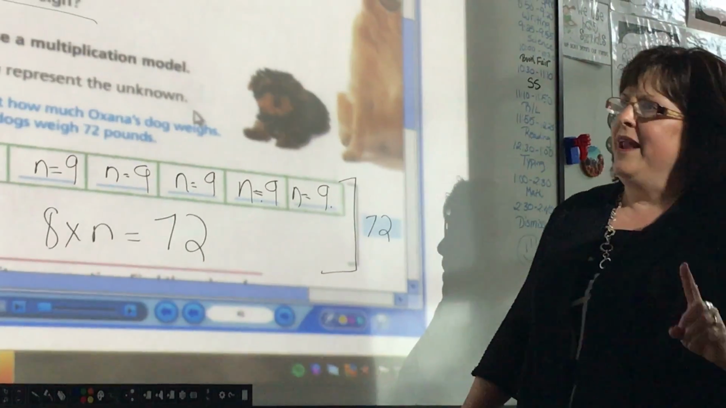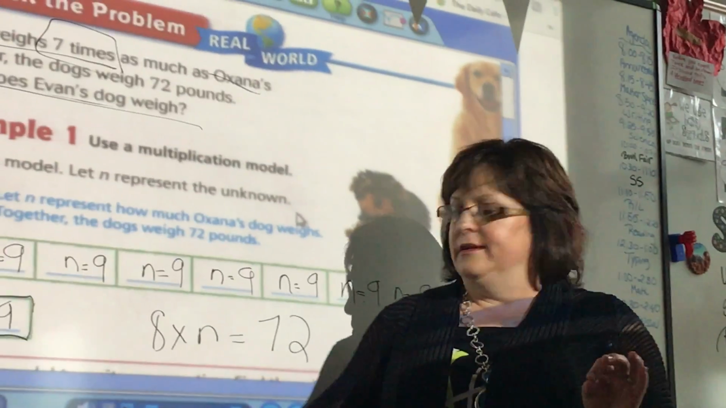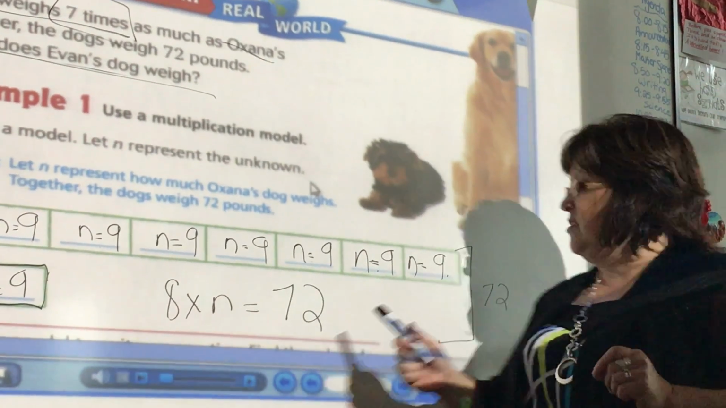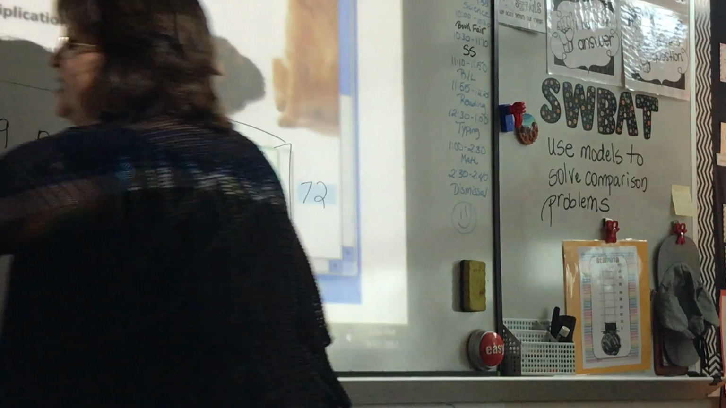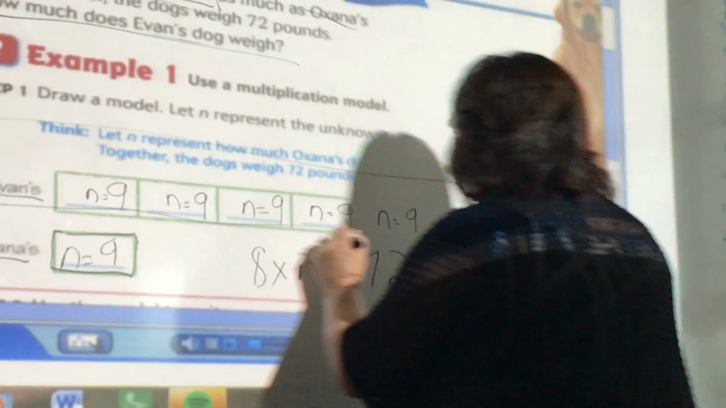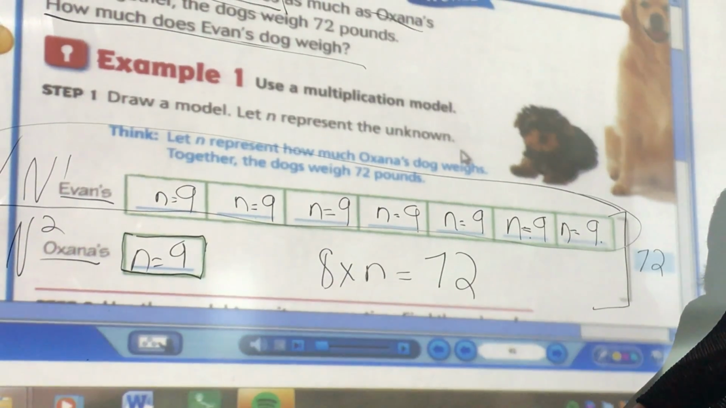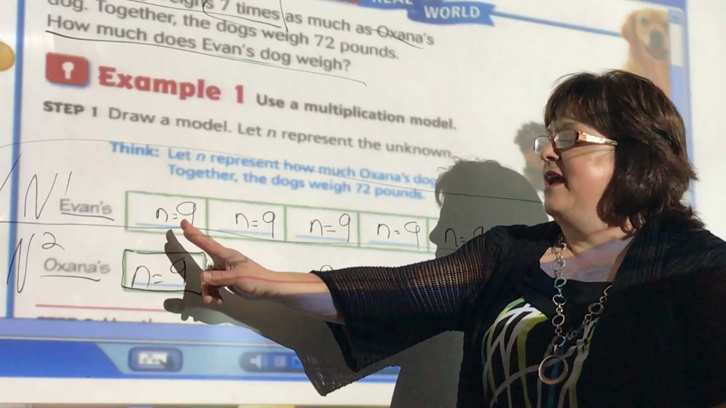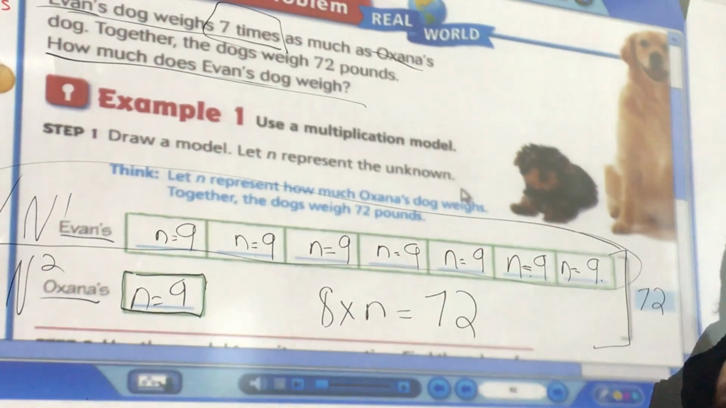But we need to know how much Evan's dog weighs. Is 72 the answer? 72 is not the answer. That's what they weigh together. Remember I put that check mark there? How much Evan's dog weighs? How are we going to figure that out? Well, how many boxes does Evan have? He has 1, 2, 3, 4, 5, 6, 7 boxes.